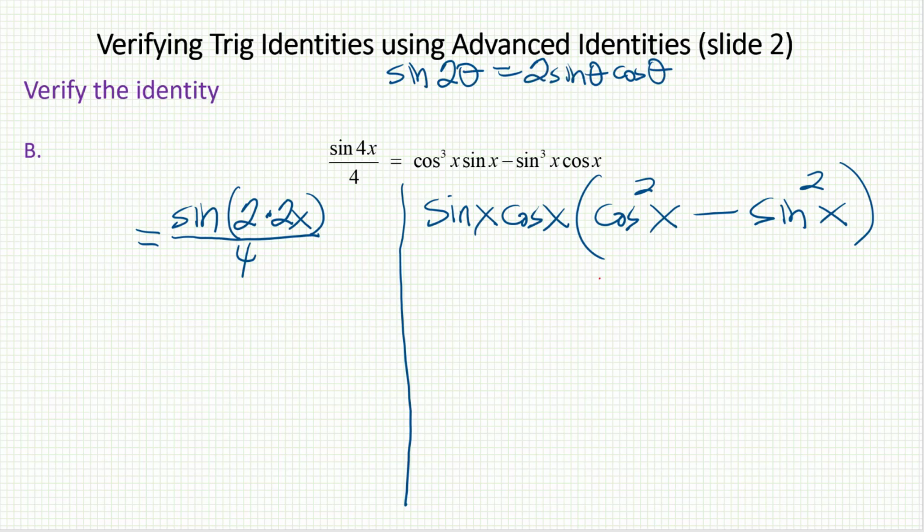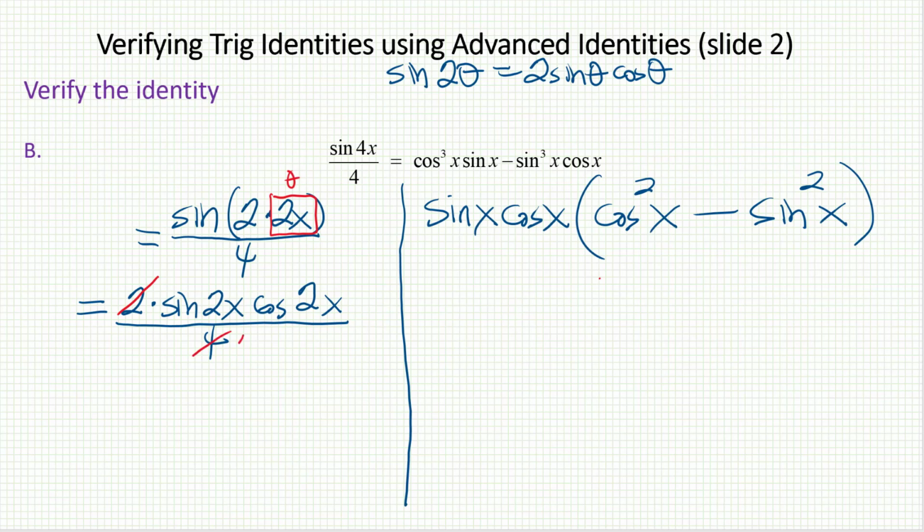Well, I'm going to apply that to my left side here. Here's my theta. This red box is my theta. Sine 2 theta, okay, so I can replace that with the right side of the identity, which is 2 times sine theta. The red box is my theta, so sine 2x, and then cosine 2x, all divided by 4. I do have some simple cancellation that happens. 2 goes into 4 twice.